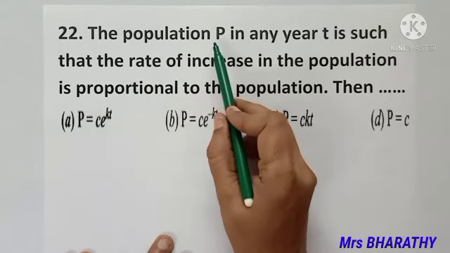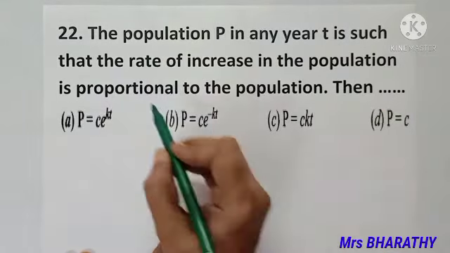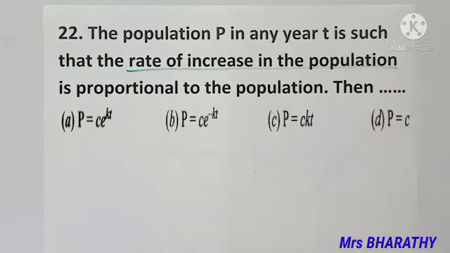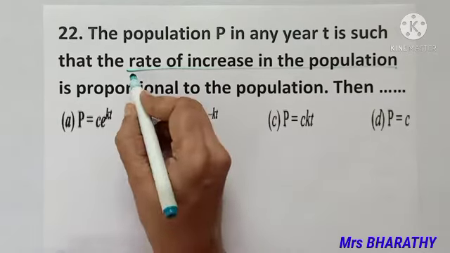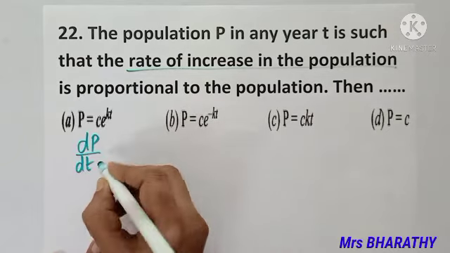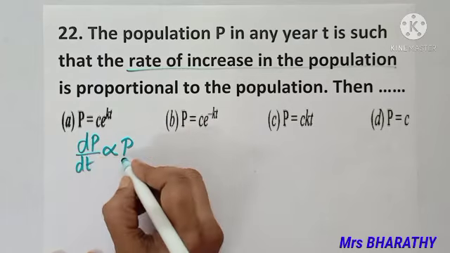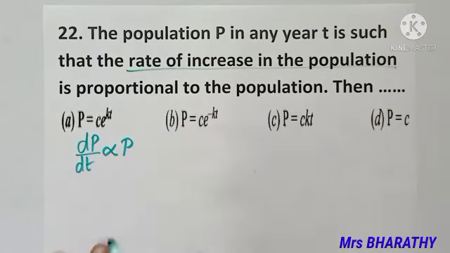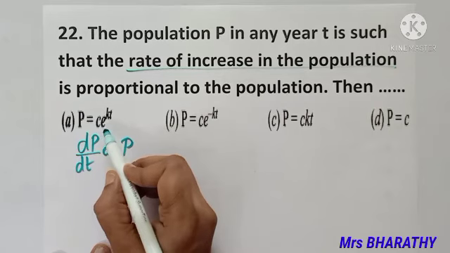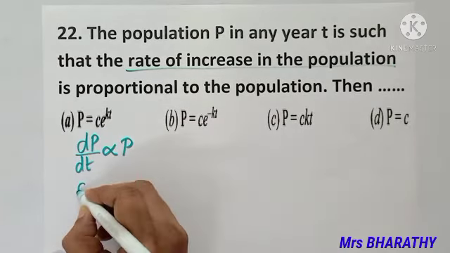Question number 22. Population P in any year T is such that the rate of increase in the population. As I read rate of increase in the population, it is dP by dt. Rate tells us dP by dt, proportional to population, that is P. Whenever I see this, I can immediately remember P is equal to C e power kt as our answer. Or let us derive it.